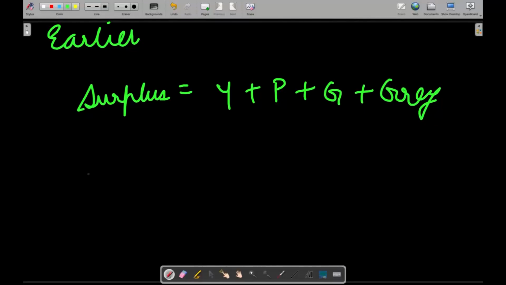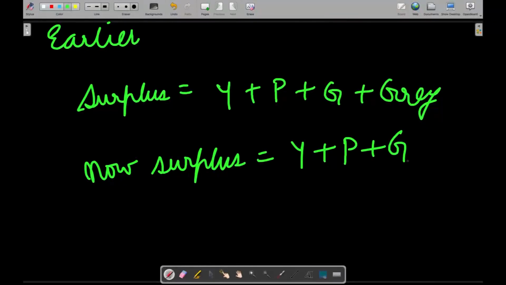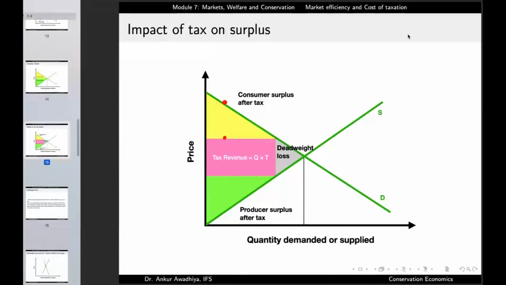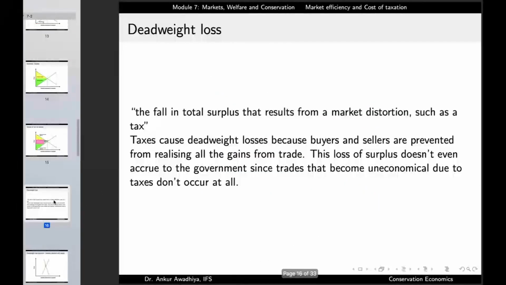So now the surplus is equal to yellow plus pink plus green, which means that this gray portion that was earlier a part of the surplus is now no longer a part of the total surplus, because this gray portion is neither a part of the consumer surplus, nor the producer surplus, nor the tax revenue. So there is a reduction in the total surplus.